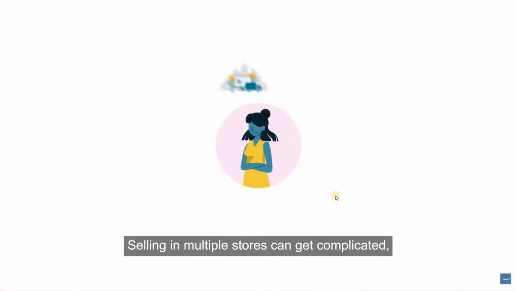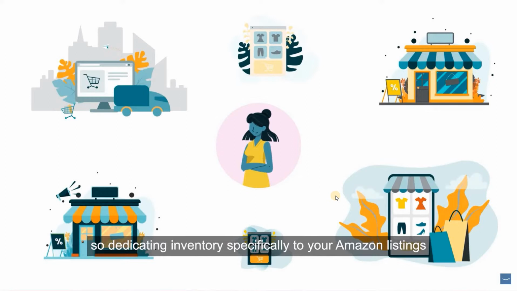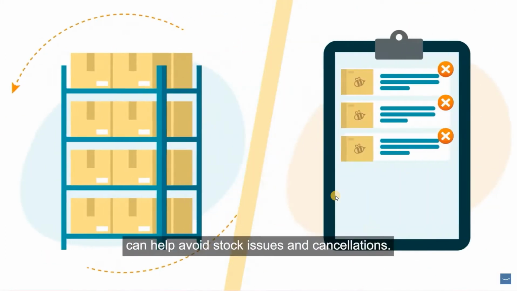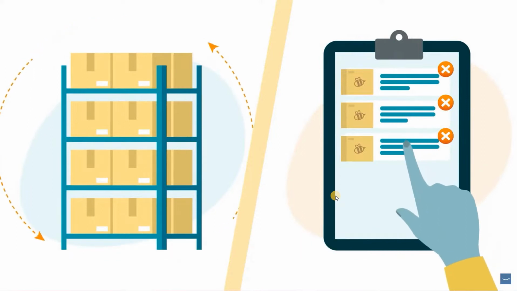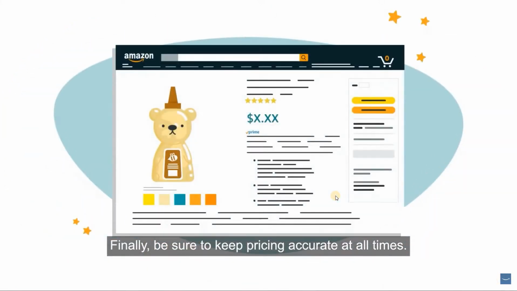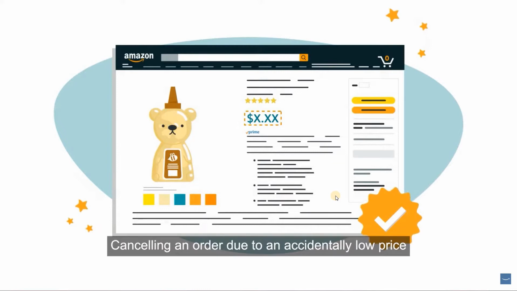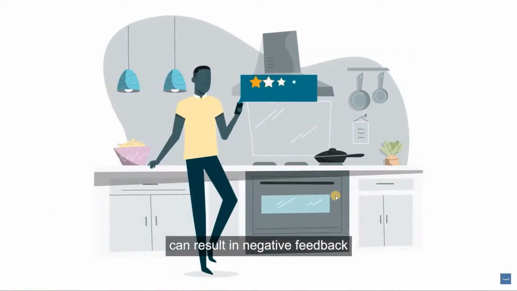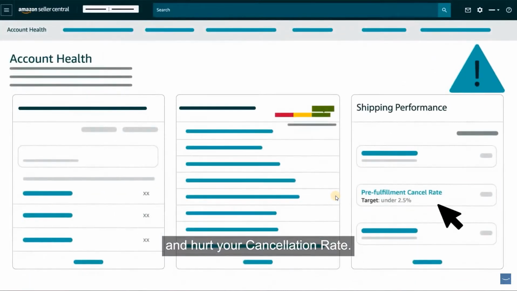Selling in multiple stores can get complicated, so dedicating inventory specifically to your Amazon listings can help avoid stock issues and cancellations. Finally, be sure to keep pricing accurate at all times. Canceling an order due to an accidentally low price can result in negative feedback and hurt your cancellation rate.